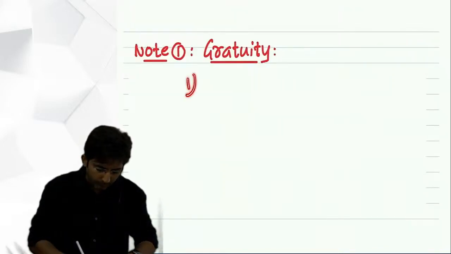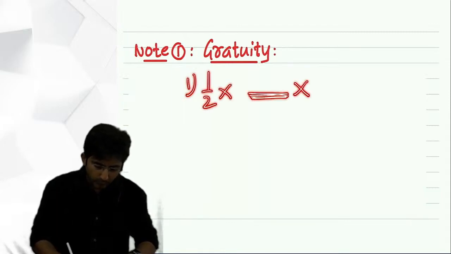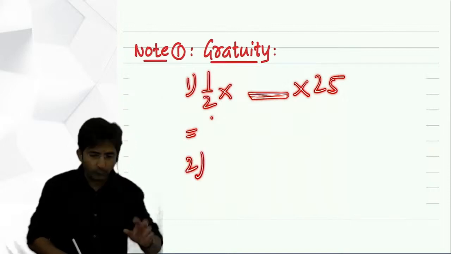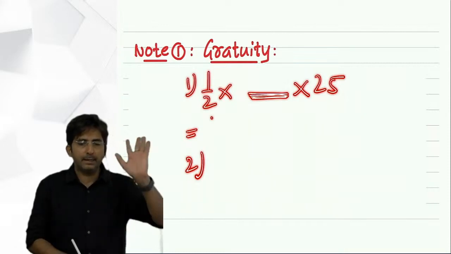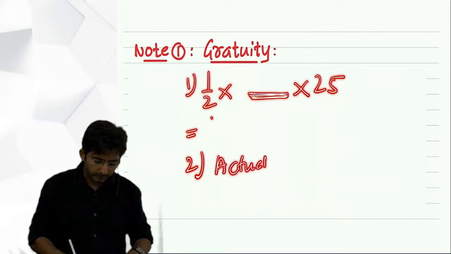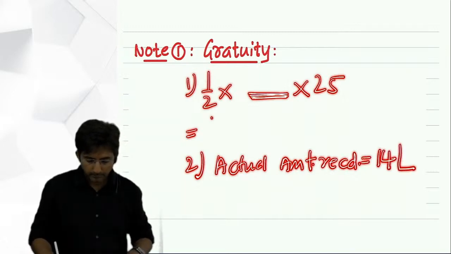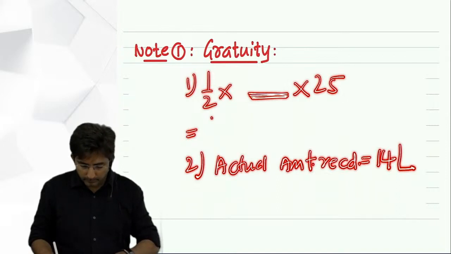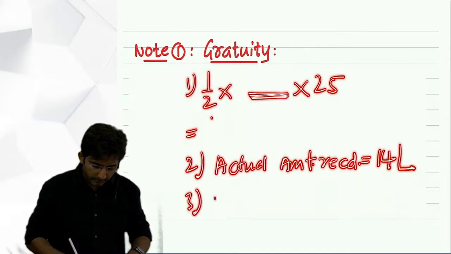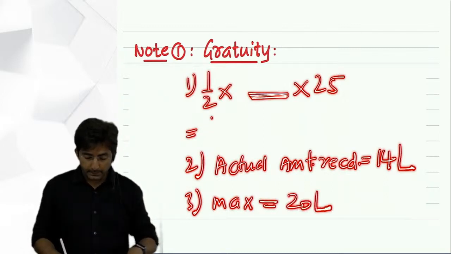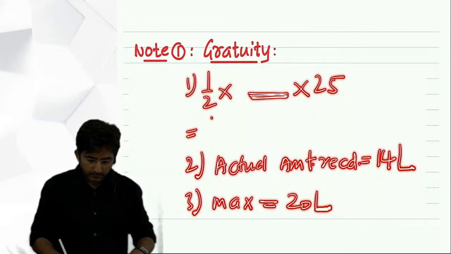So first amount you write like this: half into some blank space into what was service, 25 years, is equal to some amount you will get. Okay, then second amount, leave one line for that, half into dash into 25, then leave one line. Then actual amount received is 14 lakhs. Third amount is maximum 20 lakhs. 20 lakhs is fixed, you have to write 20 lakhs. This is the main working now.